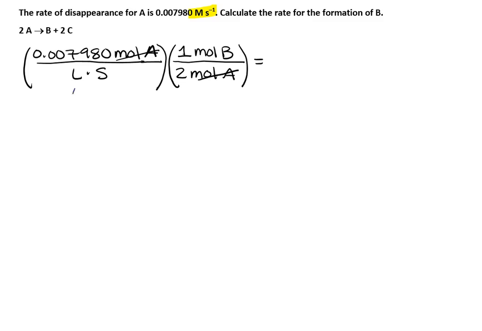Accounting for our sig figs, we have 4 sig figs in the rate that was given. Stoichiometry is always exact, and when we do the calculation to 4 sig figs, then we end up with 0.003990 molarity per second.